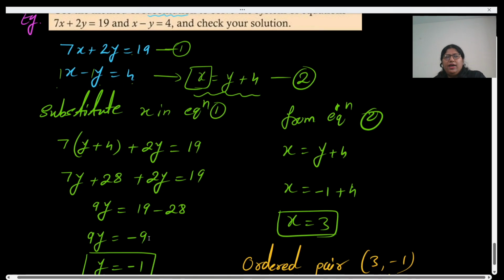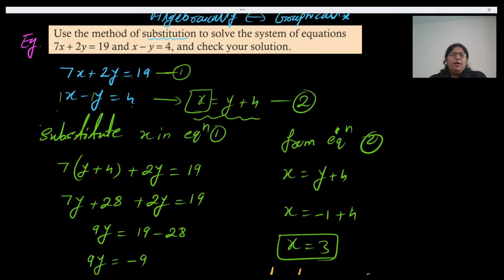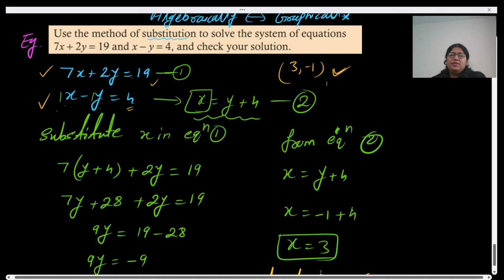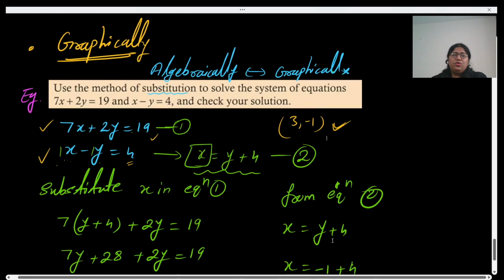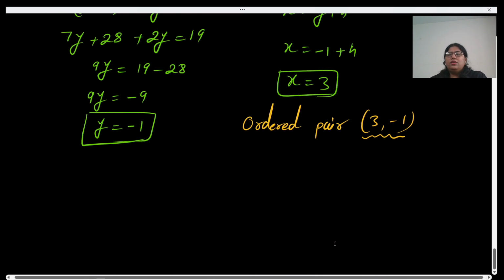How can we verify? If I substitute 3 comma minus 1 in both equations, it should satisfy the equations. You can always cross check your answer. 7 threes are 21, minus 2, it is 19. We are reaching the right-hand side. In the second equation, on the left-hand side you substitute x and y: 3 minus of minus 1 will be 4, and the right-hand side is 4. That means my answer is right. So this is the way algebraically, using the substitution method, you got the solution.